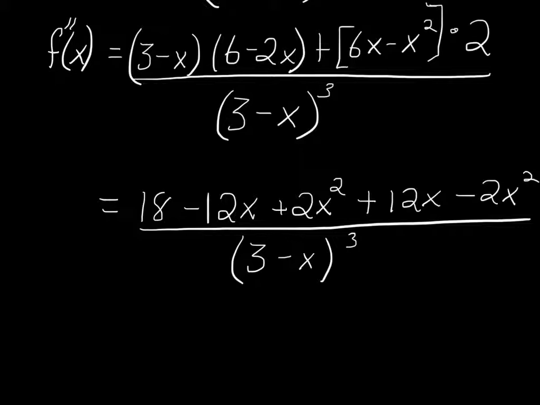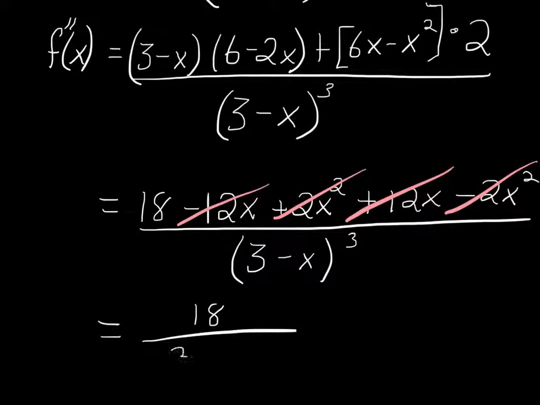But this is great because now the negative 12x and the positive 12x die a cruel and horrible death, and the 2x squared and the negative 2x squared share that same awful fate. So this just becomes 18 over 3 minus x cubed. All right? And now, because we're looking for pips, we need to look at when this second derivative is 0. And it's never 0 because 18 is never 0.